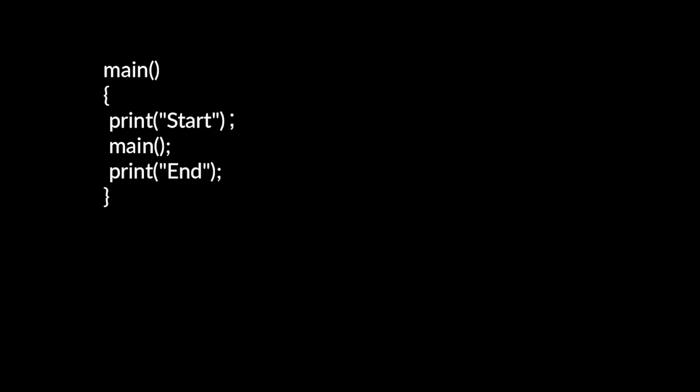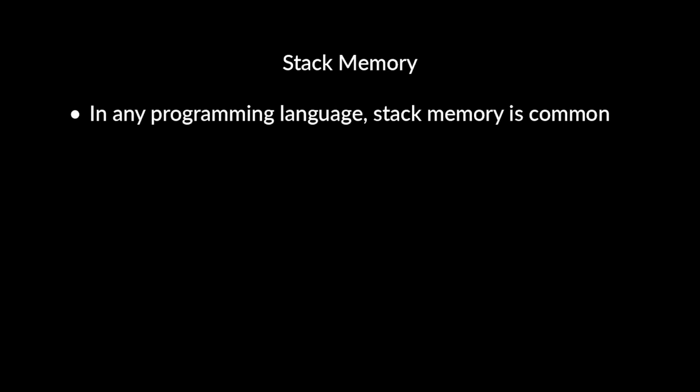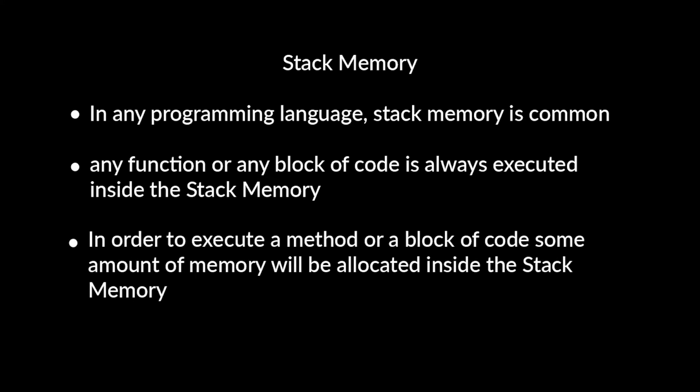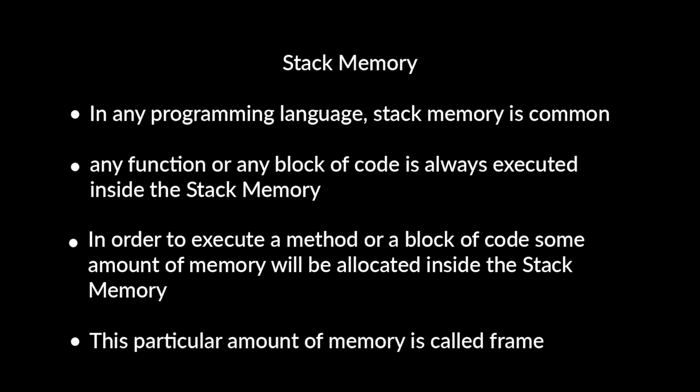In general, to execute functions in the application inside the RAM, a memory will be allocated. This memory is called the stack memory. I am not talking only about C language. In any programming language, stack memory is common and any function or any block of code is always executed inside the stack memory. In order to execute a method or a block of code, some amount of memory will be allocated inside the stack memory. This particular amount of memory is called a frame.